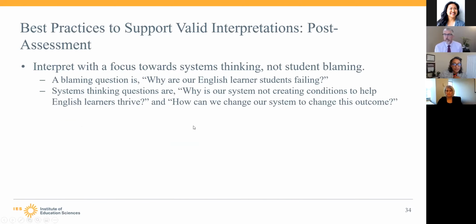All right. And then the last thing I would encourage is, again, try to interpret whatever you see with a focus towards systems thinking rather than student blaming. So, a question I think we're all used to hearing and seeing is, why are the English learner students failing? Why aren't they doing well? Why do we have this achievement gap? Why can't they achieve? And I would encourage us to think about how to reframe that question to say, why is our system not creating conditions in which our English learners are thriving?